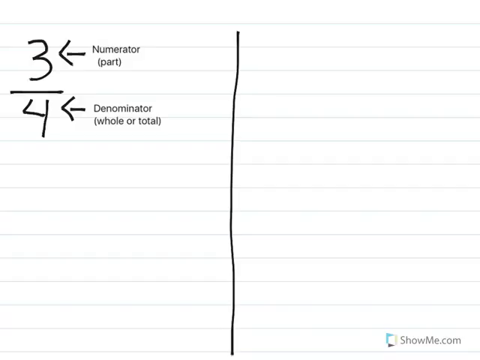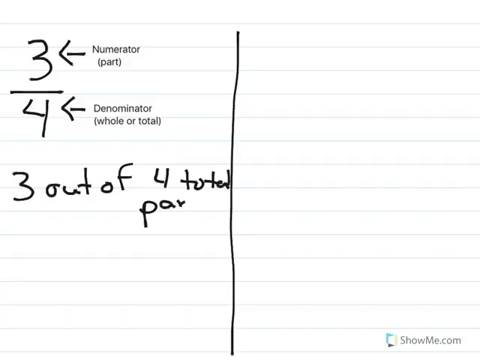So this fraction that I have right here represents 3 out of 4 total parts. Now those 4 total parts also need to be equal. The way we say this fraction is 3/4 because we're talking about 3 out of the 4 equal and total parts.